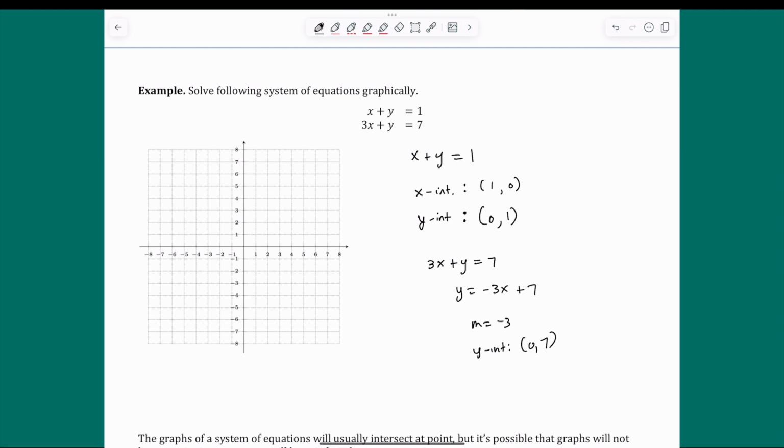Okay, so let me go ahead and plot this first line in red. We have a point at (1, 0) and (0, 1). If we connect the dots for these lines here, we would have a line similar to that there.